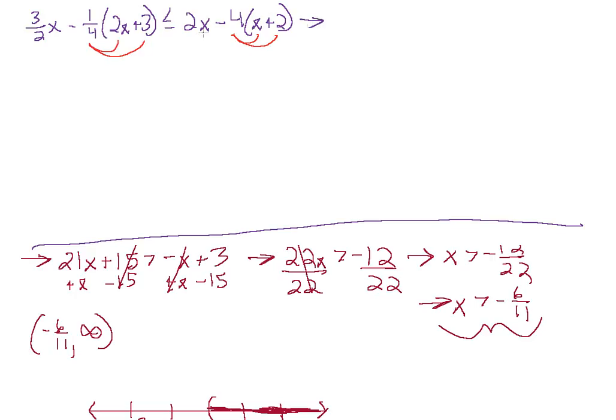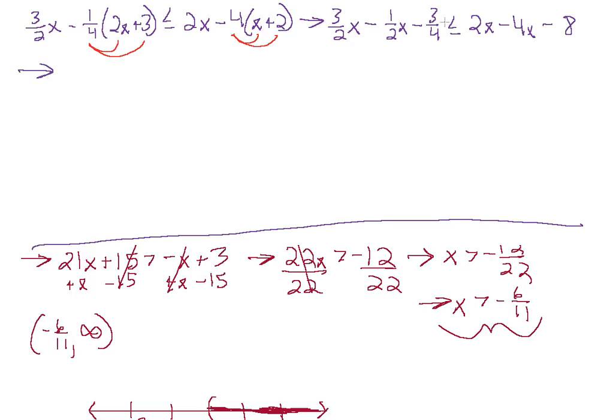Both steps, let's go ahead and do at the same time, watching our signs so we don't lose the negative signs. Minus 1 over 4 times positive 2x is a minus 2/4 x, or just 1 over 2 x. Minus 1/4 times positive 3 is a minus 3 over 4. We're going to get plenty of fractions in this inequality. We have a less than or equal to, so 2x minus 4 times x is 4x, and minus 4 times positive 2 is minus 8.